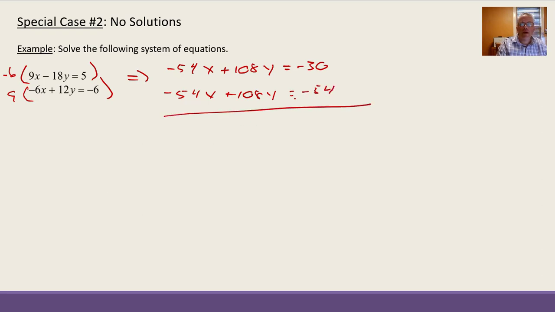And now when we subtract them, since the left sides are equal, they cancel. You get 0. But on this side, we don't get 0.